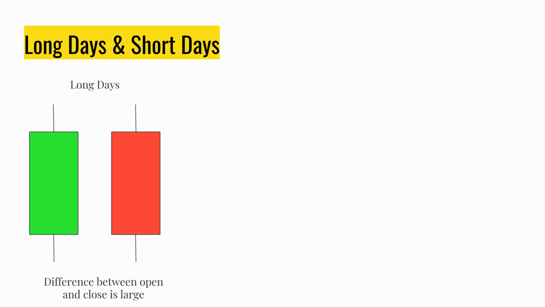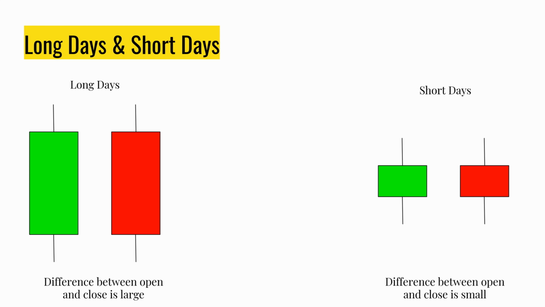Candlesticks can also be categorized based on their shape. The next 2 slides will also be going over how to categorize candlesticks by how they look. Long candlesticks are candlesticks that have a large difference between the open and closing prices. The opposite of a long candlestick is a short candlestick. Short candlesticks have a small difference between the open and closing prices. When categorizing candlesticks into long and short days, we do not take into account the wicks.